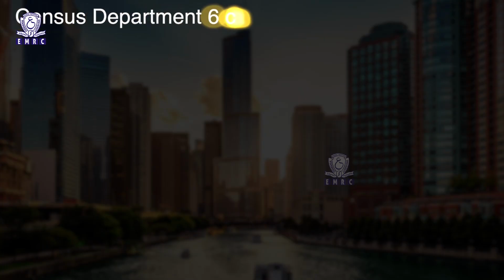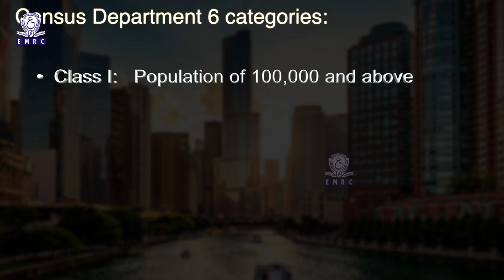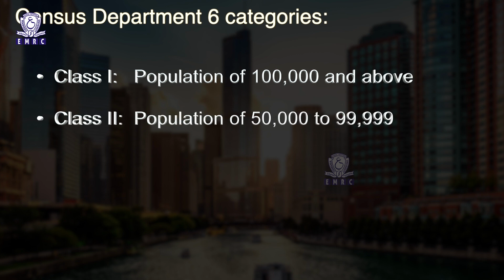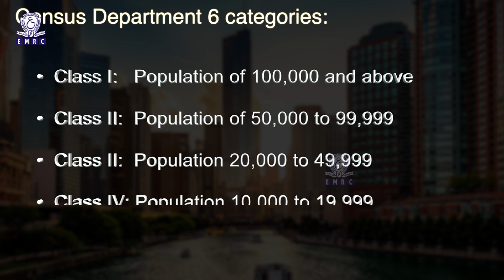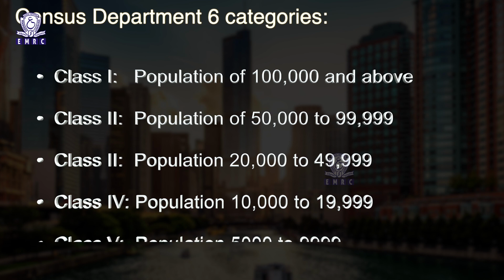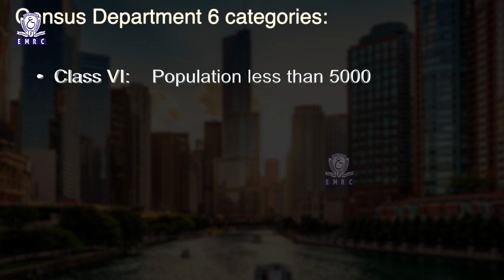The Census Department of the Government of India has classified the urban places under six categories. Population of 1 lakh and above is treated as class 1. Population of 50,000 to 99,999, class 2. Population of 20,000 to 49,999, class 3. Population of 10,000 to 19,999, class 4. Population of 5,000 to 9,999, class 5. Population less than 5,000 is class 6.